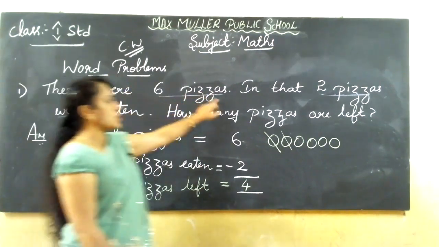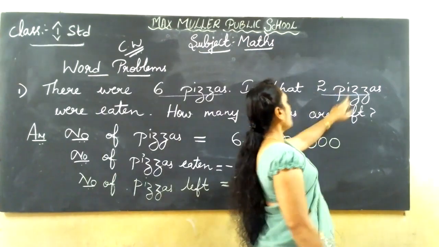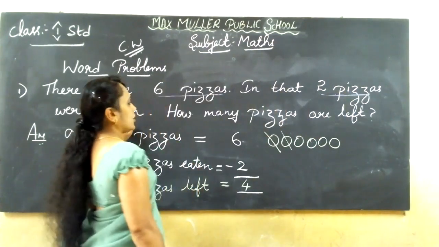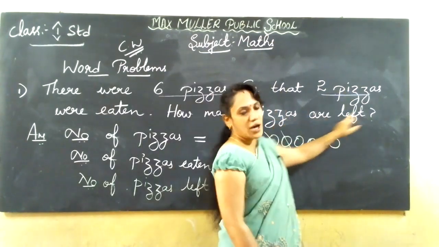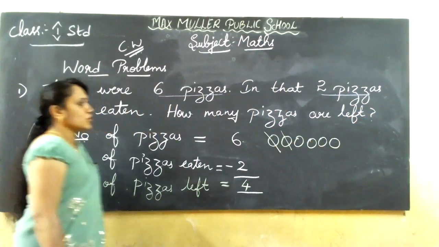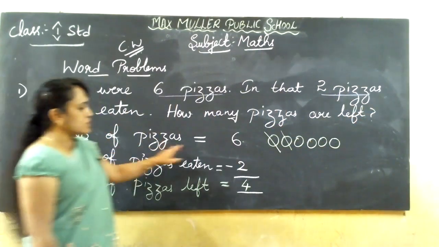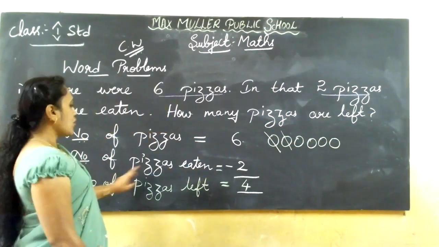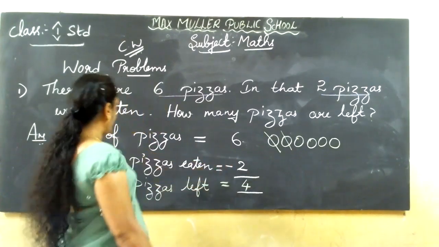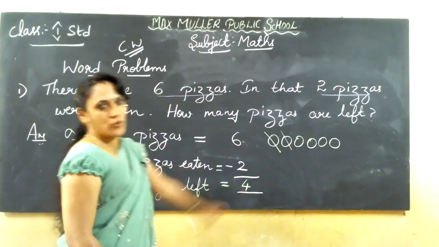There were 6 pizzas. In that, 2 pizzas were eaten. How many pizzas are left? Okay, this is the question. Answer. Number of pizzas, 6. Number of pizzas eaten, 2. Number of pizzas left, 4.